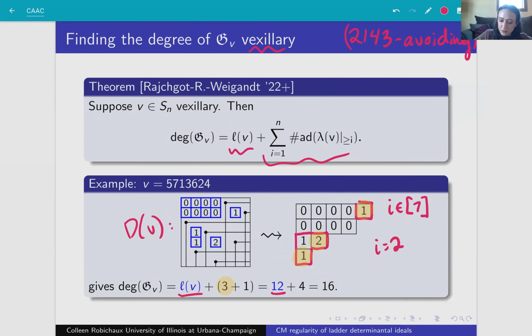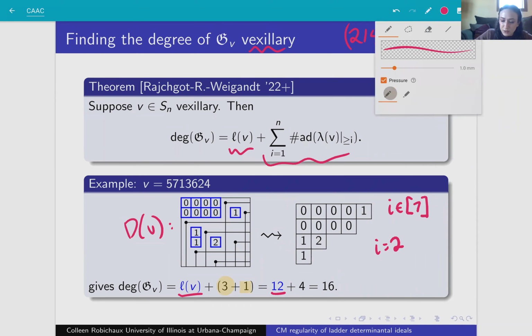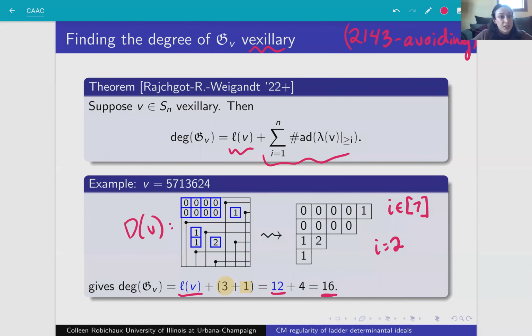What about i equals 2? We'll do the same thing. So I highlight the subset that's greater than or equal to 2. I only have 1 box, so my longest path is going to have length 1. So that's going to contribute this 1. And if I do this for any i greater than 2, there's obviously nothing in my tableau that has entry greater than 2, so those will all be trivial. So actually we're finished, and the degree of this Grothendieck polynomial would have been 16.